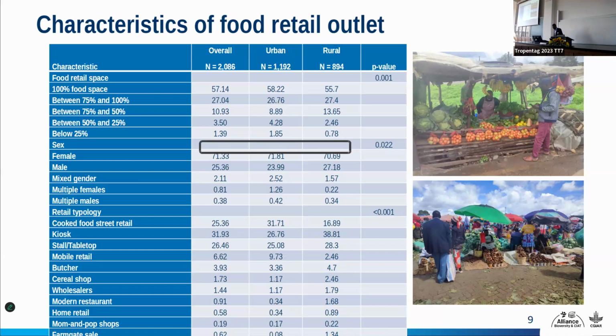There has been distortion a bit, sorry for that. And also here, if you look at the most prominent retail outlets, the top three, both in the rural and the urban, were kiosks, stalls, and tabletops.